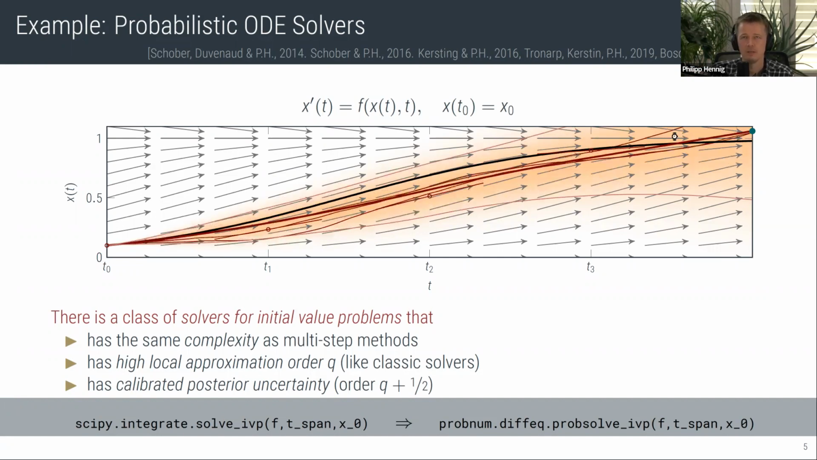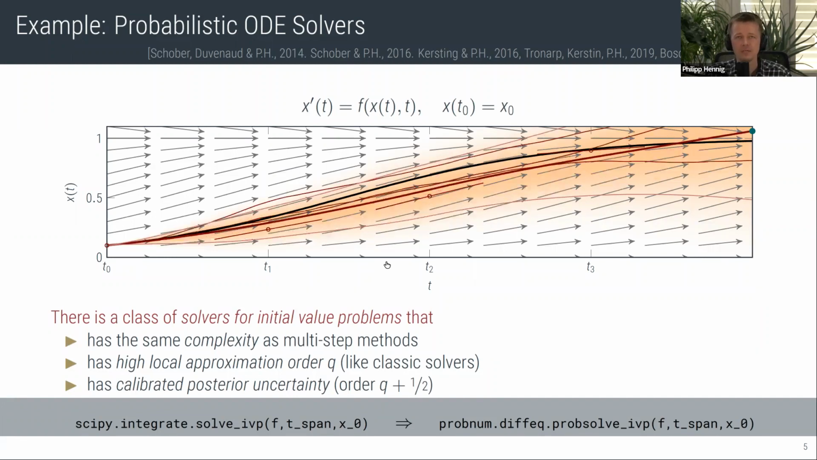What I can tell you is that there is a replacement for this method, a probabilistic set of ODE solvers that also return this red line, or actually something very similar to it, very similar in the sense of both computational complexity and convergence rate. So computing this red line is as expensive, linearly expensive in the number of steps, as the classic methods.